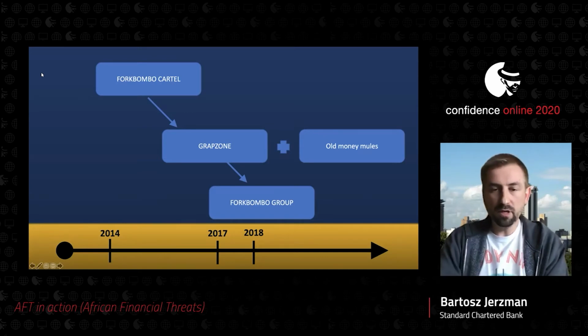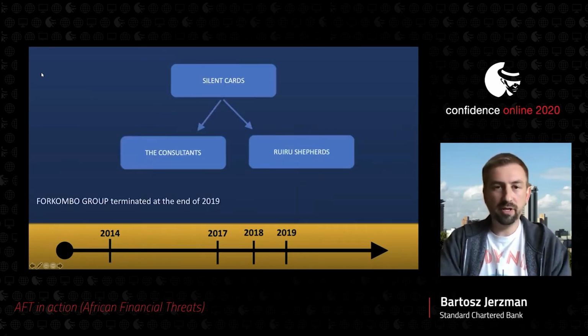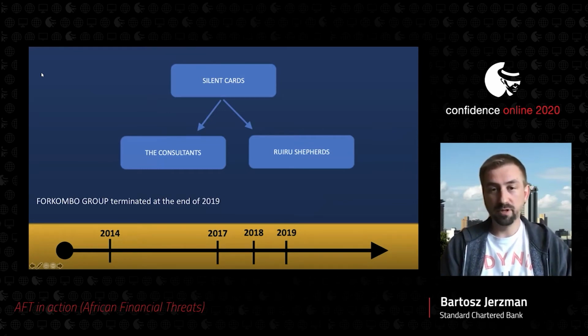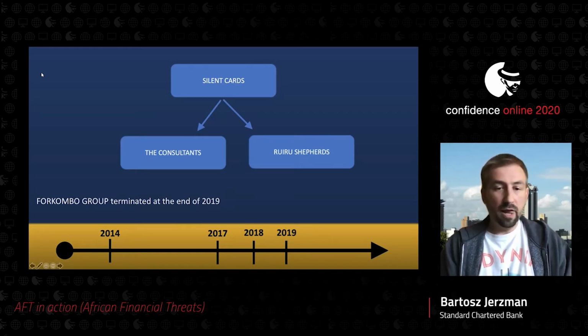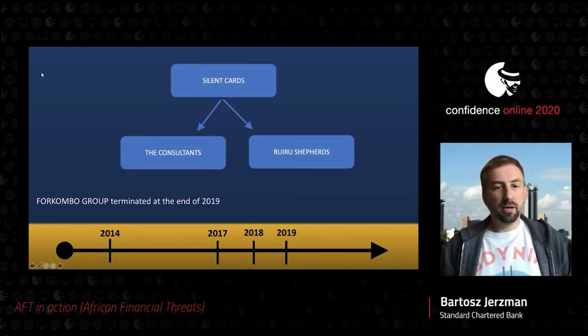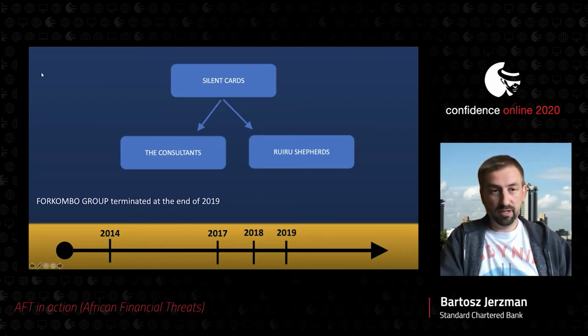So those groups are not very stable. They change, they mix. But for example, Grab Zone does not cooperate with the group Silent Cards. And Silent Cards in 2019 divided into the consultants and the Ruru shepherds. For example, consultants do not cooperate with Grab Zone. However, Ruru shepherds cooperate with them. And the Forkbombo group was terminated at the end of 2019 in Rwanda, and they organized big heists. They tried to target one of the biggest banks in East and Central Africa, and even some members of the Ruru shepherds were with them, and they were also arrested during this heist.